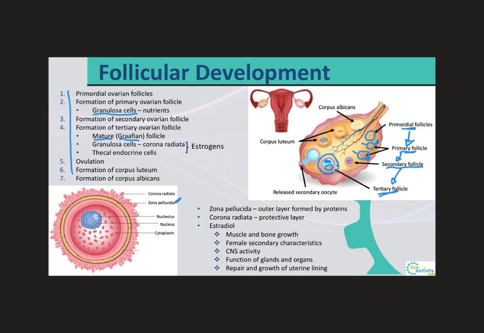Now, the granulosa cells that are still associated with the primary oocyte will form a protective layer known as the corona radiata. As the granulosa cells enlarge and multiply, adjacent cells form a layer of thecal endocrine cells around the entire follicle, which we cannot see on this image. But these thecal endocrine cells and the granulosa cells work together to produce the sex hormones called estrogen. And this will lead us to the next step, which is ovulation.